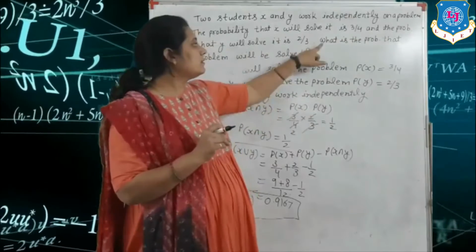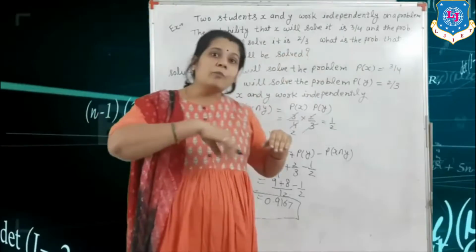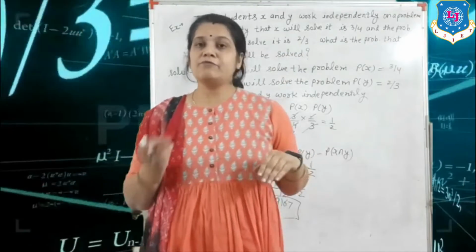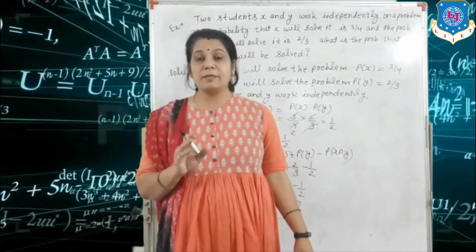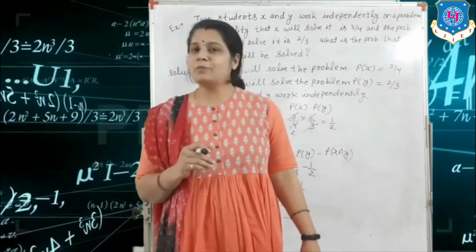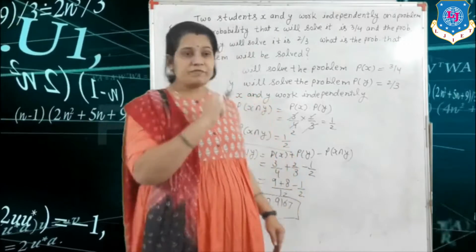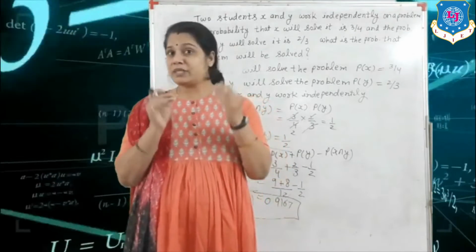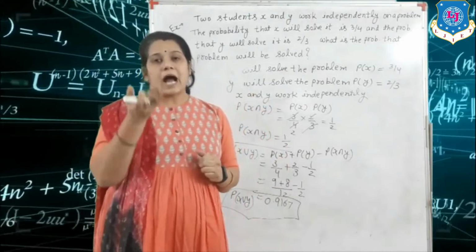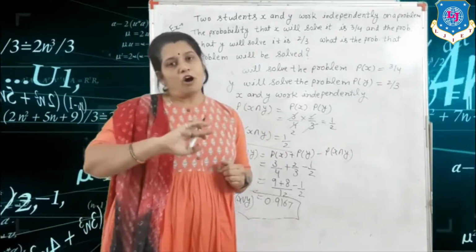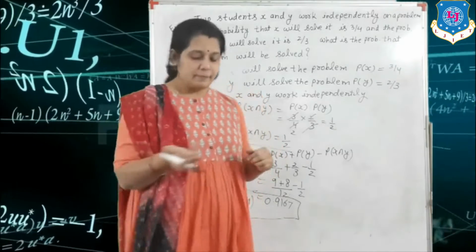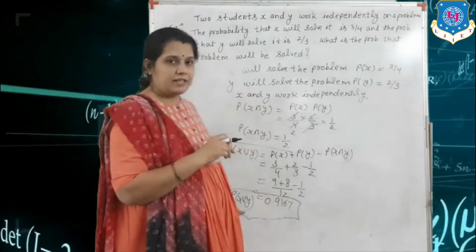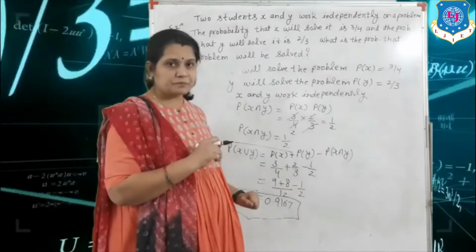Okay, and what is the probability that the problem will be solved? If one student can solve the problem, then we can say that the problem will be solved. So we find the probability of X union Y. What do you mean by X union Y? Either student X or student Y. So here we find the value of X union Y.